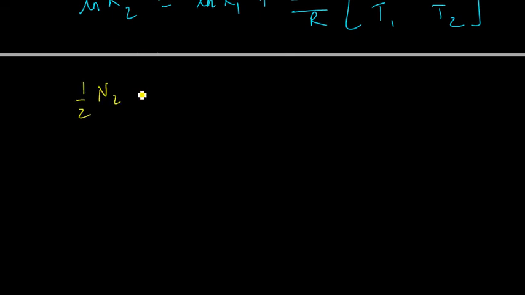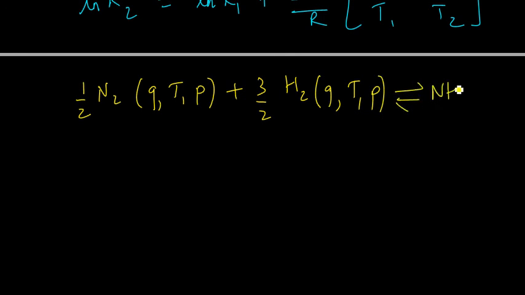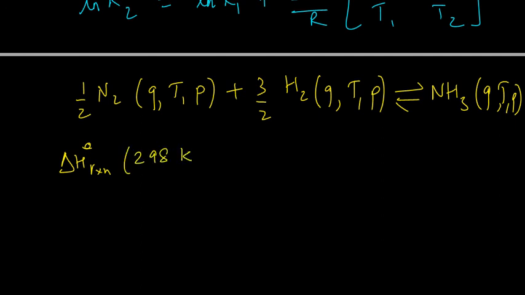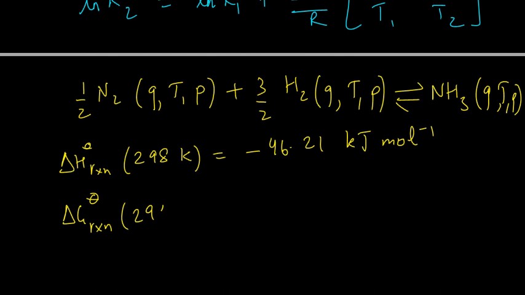For this reaction, nitrogen gas at whatever temperature and pressure you prefer, plus hydrogen, giving you ammonia gas at that temperature and pressure, the delta H naught of the reaction at room temperature is minus 46.21 kilojoule per mole, and the delta G of reaction is minus 16.74 kilojoule per mole. Okay.